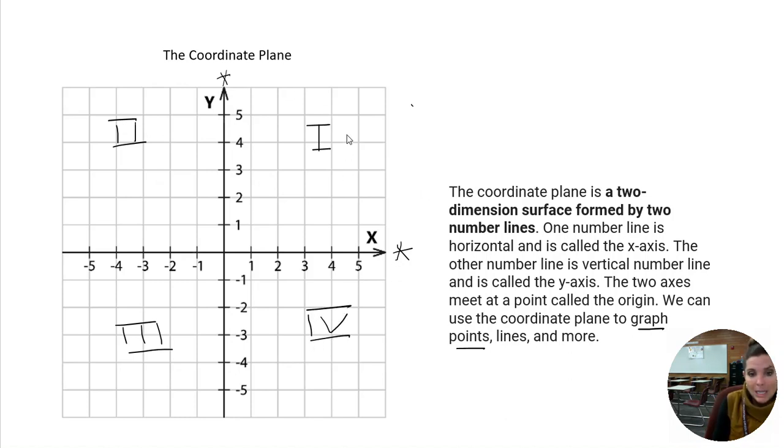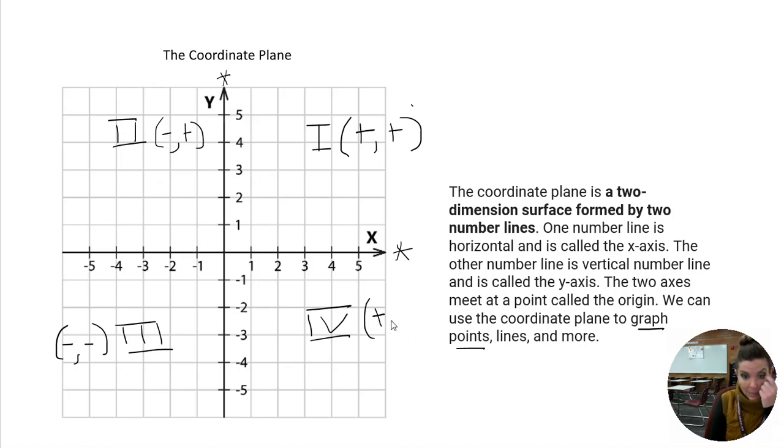Now, any of the points in quadrant 1 are going to have a positive x. They're also going to have a positive y, okay? And then any of the points in quadrant 2 would have a negative x and a positive y. Any of the points in quadrant 3 would have a negative x and a negative y, because to get to a point in quadrant 3, you have to move to the left and then down. And then in quadrant 4, the x is going to be positive and the y is going to be negative.